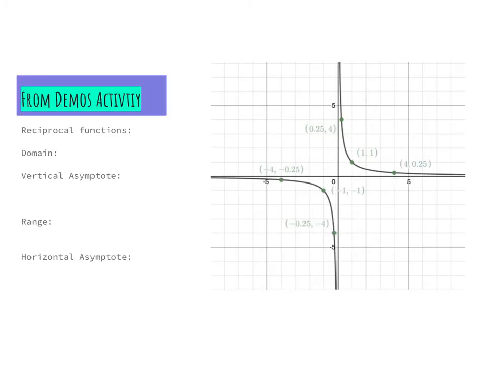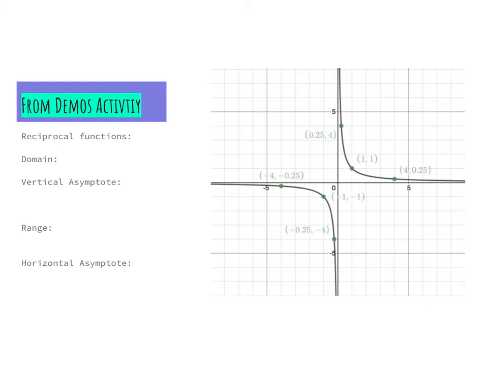In the Desmos activity, we defined the reciprocal function. The reciprocal function is f of x equals 1 over x. It was discovered that when we divide by 0, we get asymptotes, and this function will never equal 0, therefore we get a second asymptote.